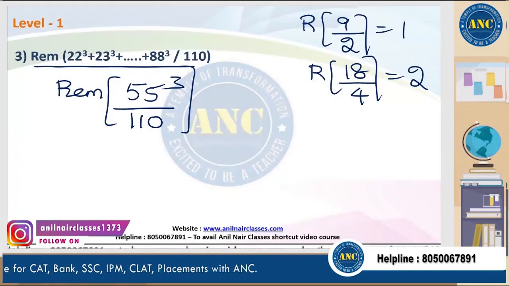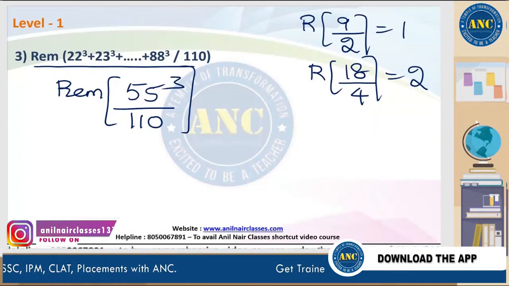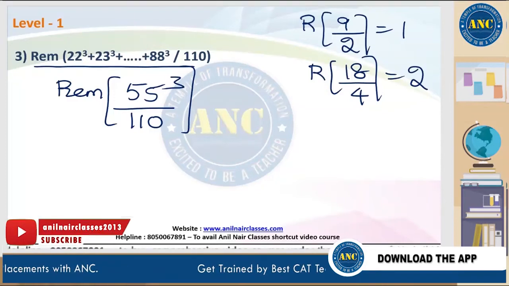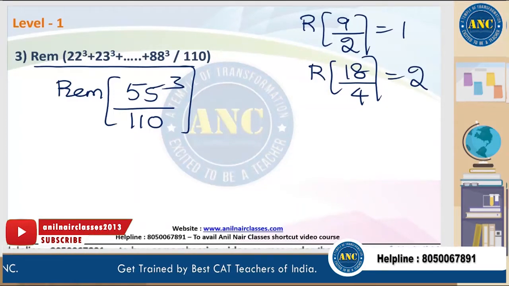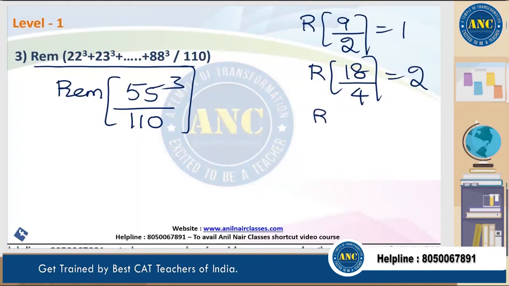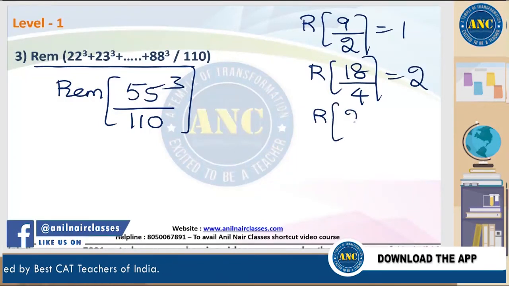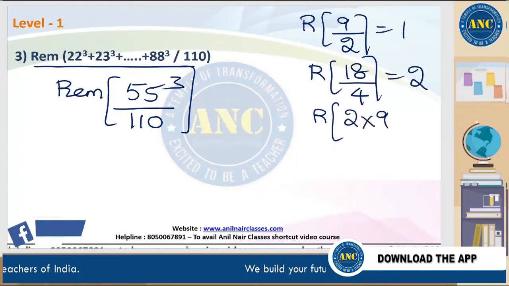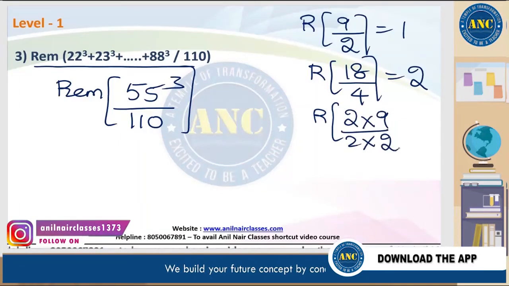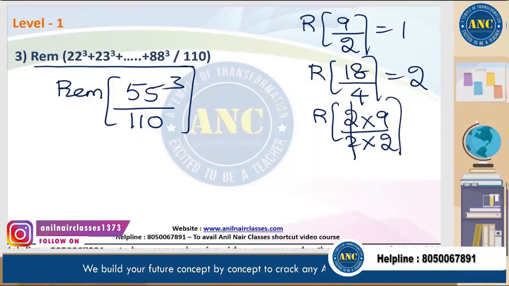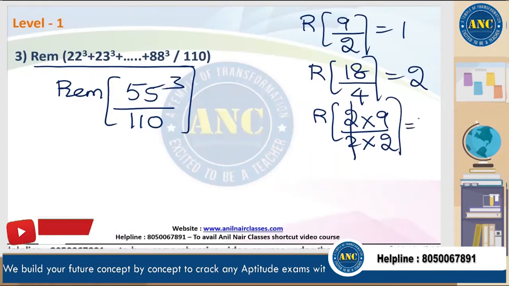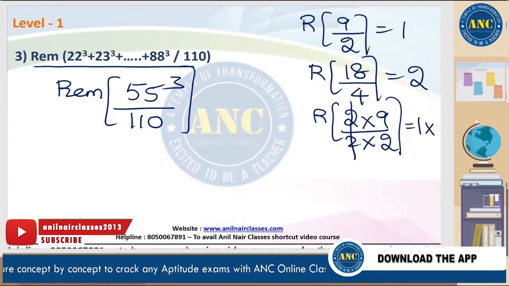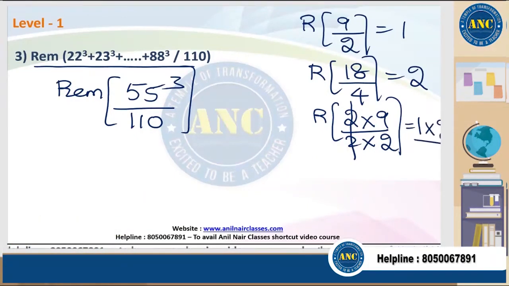Under what point of reference? 9 and 2 are co-prime to each other, but 18 and 4 are not co-prime to each other. Both are even numbers. So how to get these 2 from that one? 2 into 9, 2 into 2. Take the common factor out. The common factor is 2. 9 by 2 is 1. Eliminate the common factor 2 and re-multiply it.